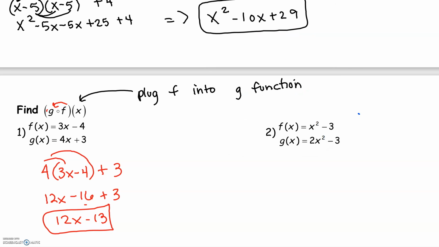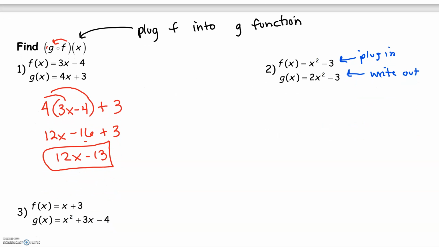All right, so go ahead and do this one. You're going to do the g function, write this one out, and then plug in. So take a minute and try that one. You are going to do some foiling. Push pause, try it, and then check when you're ready.